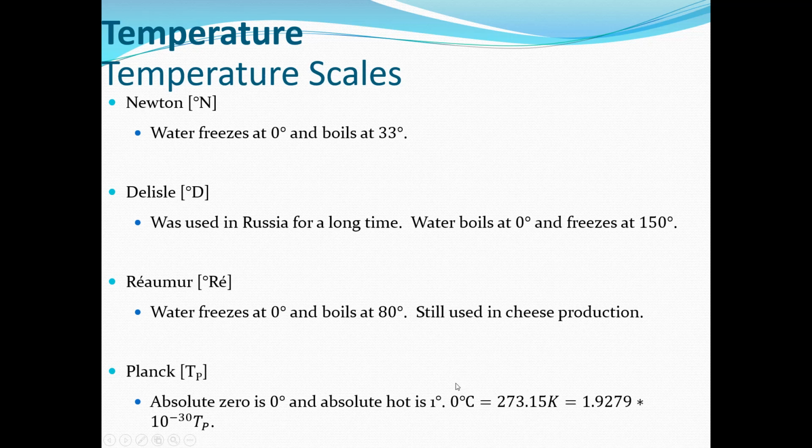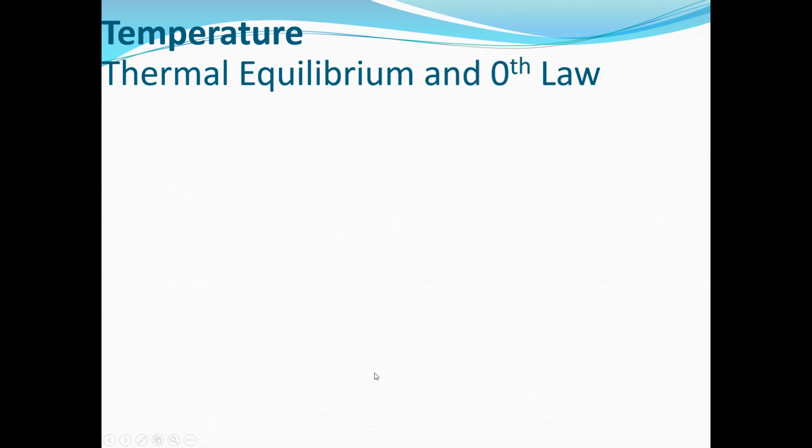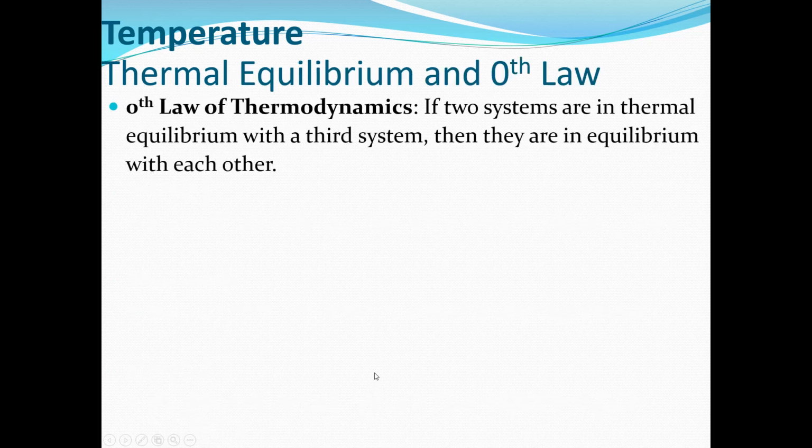So, for example, 0 degrees Celsius would be 273 Kelvin, which would then be 1.93 times 10 to the negative 30 on the Planck temperature. So, something I like. Now, we're going to end up talking about the laws of thermodynamics. We have to start with the zeroth law of thermodynamics.